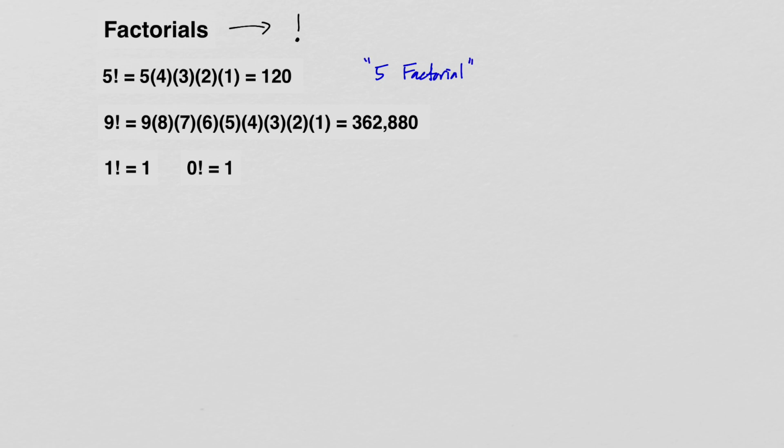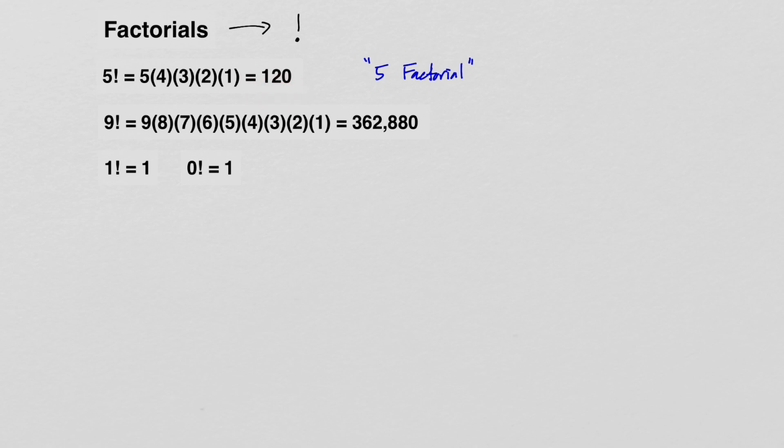All right. And the definition of 5 factorial is take the number 5 and multiply it by the number that is 1 less than 5, which is 4, and then by 3, and then by 2, and then by 1. And you stop when you get to the number 1. So 5 factorial is 5 times 4 times 3 times 2 times 1, which is 120.